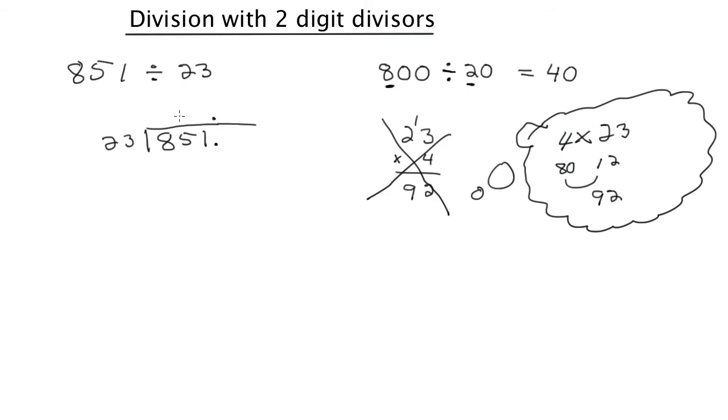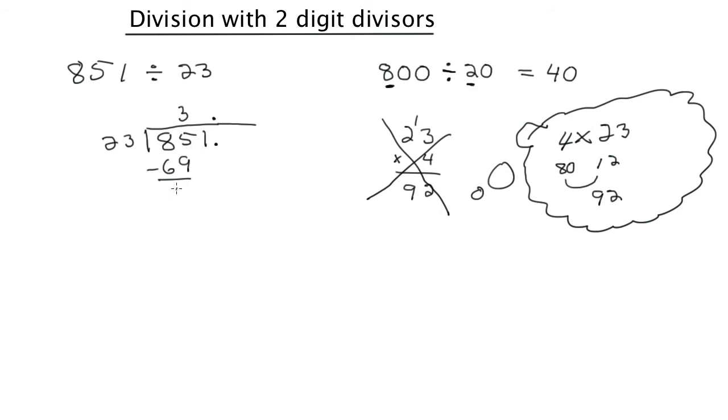So if 23 won't go into 85 4 times, well, 92 is still pretty close, most likely then it'll go 3 times. Same idea. 3 times 20, 60. 3 times 3, 9, 69. 3 times we get 69. Subtract.